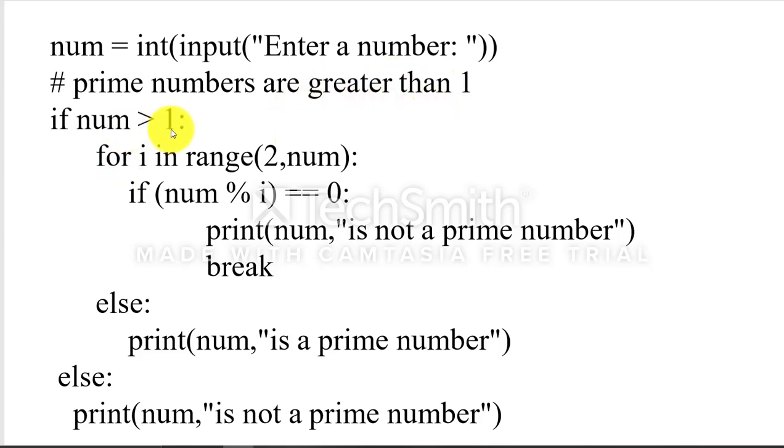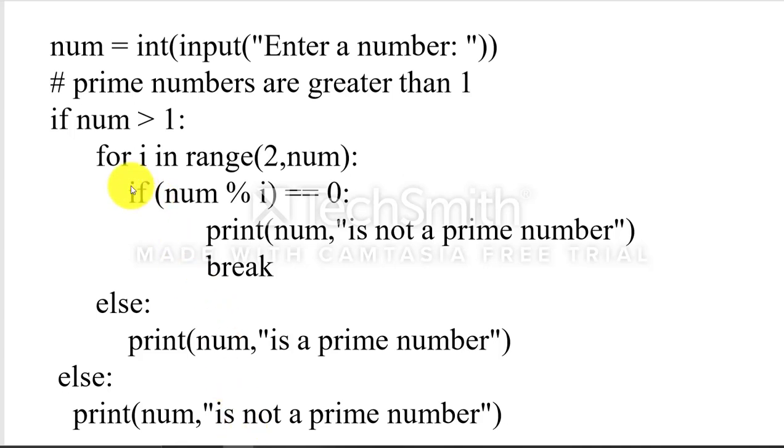If num is less than 1, then definitely it is not a prime number. This is handled in the last line: if num is less than 1, the else statement prints num is not a prime number. Any value you enter which is less than 1 is not a prime number.